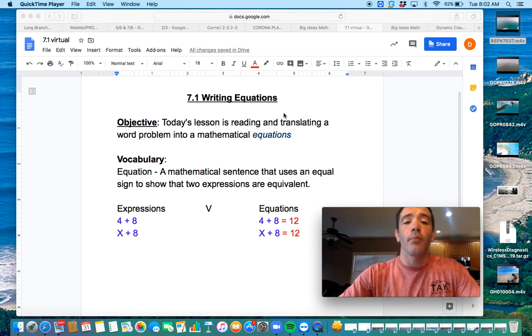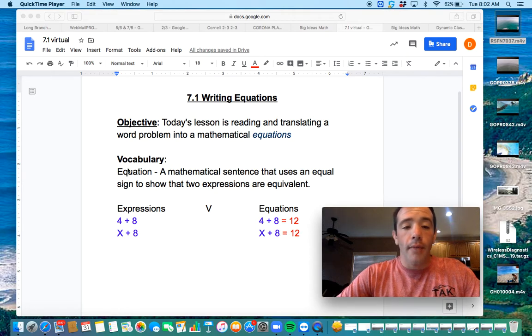Today, in 7.1, our objective is to read and translate a word problem or a phrase into a mathematical equation. Our one vocabulary word is: what is an equation? And you've heard me use this word multiple times throughout the duration of the year. It's a math sentence that uses an equal sign to show that two expressions are equivalent.